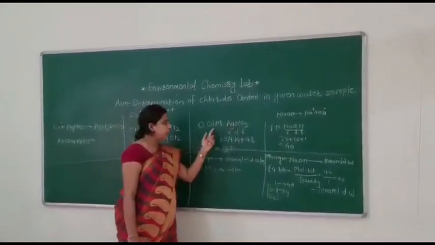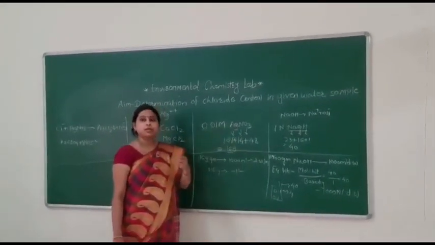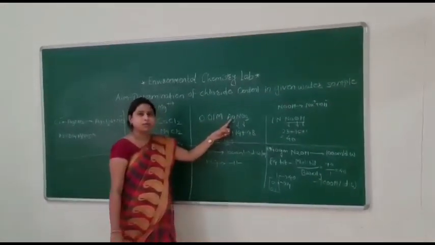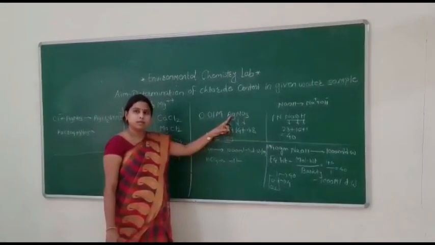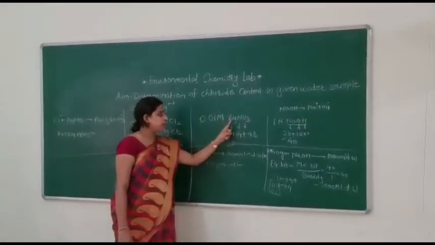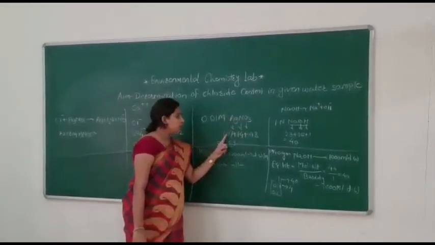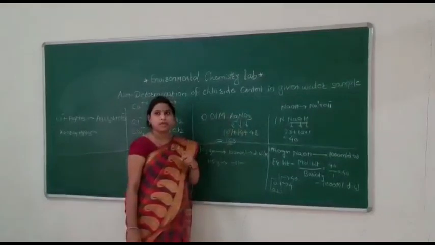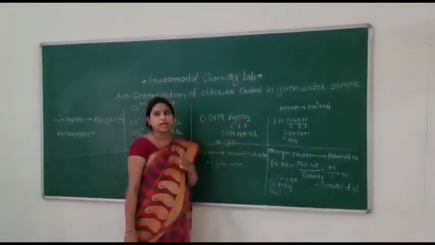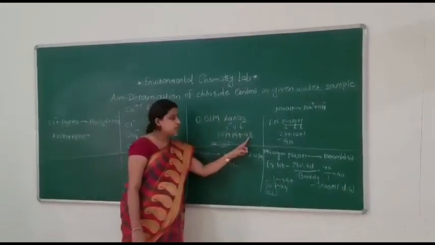Before proceeding, we have to prepare the 0.01 molar AgNO3 solution. So how to prepare this? First of all, you have to calculate the molecular weight of silver nitrate. Here silver nitrate contains the atoms of silver, nitrogen and 3 oxygen. So 107 will be the atomic weight for silver. Then for nitrogen it is 14 and for 3 oxygen it will be 16 into 3, that is 48.